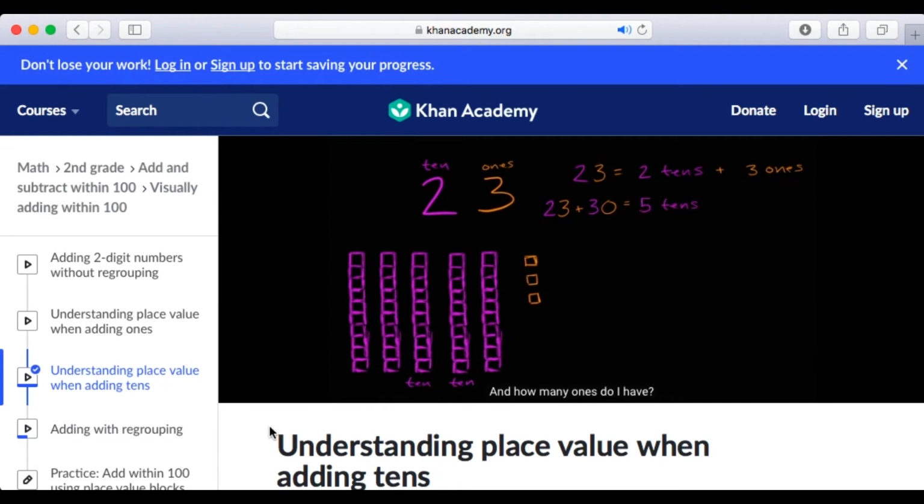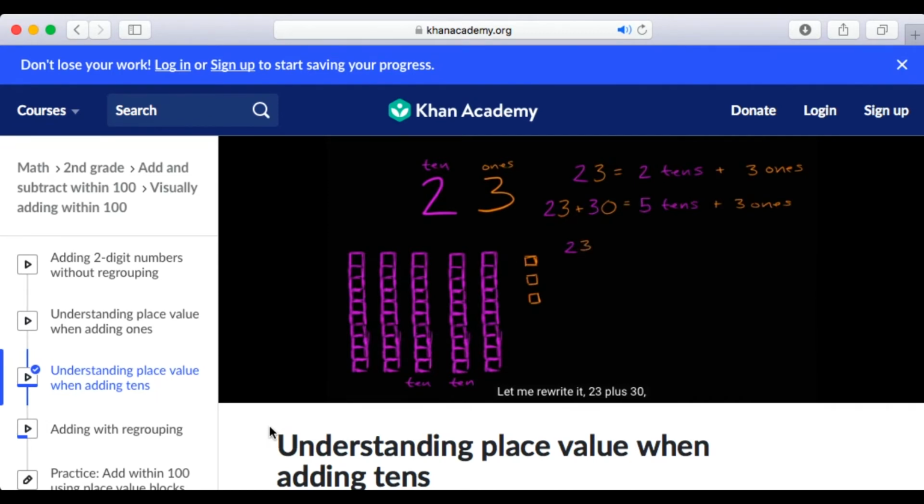And how many ones do I have? Well, I still have those 3 ones, and you can think of it this way. 3 ones plus 0 ones is still going to be 3 ones. So what's 23 plus 30 going to be? Let me rewrite it.